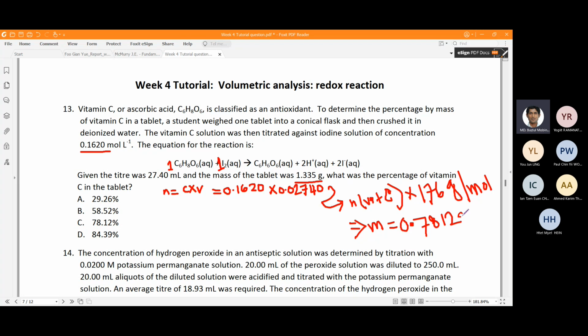0.7812 gram. And this gram is in the whole tablet, right? The tablet was 1.335 gram. So it is in 1.335 gram. So what is the percentage? Times 100%, we will get the percentage of vitamin C in the tablet by this way.